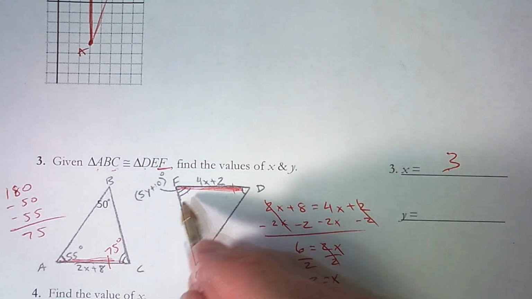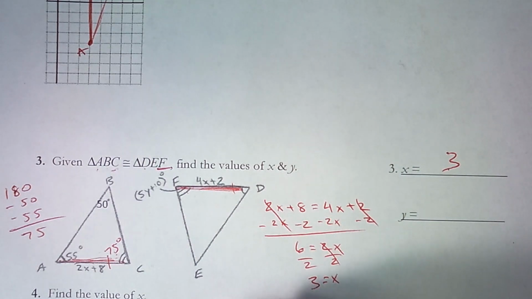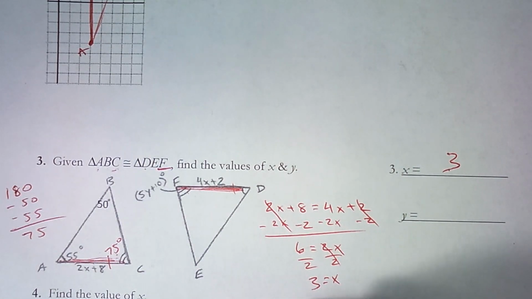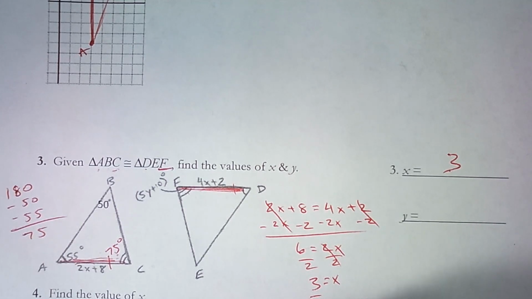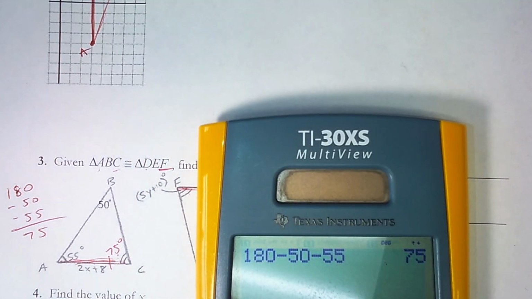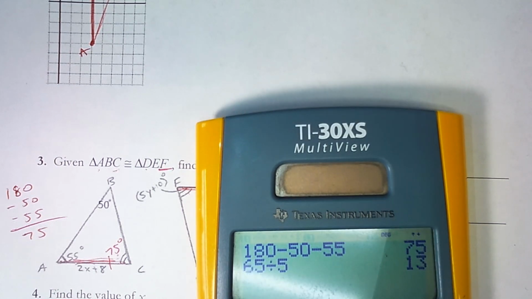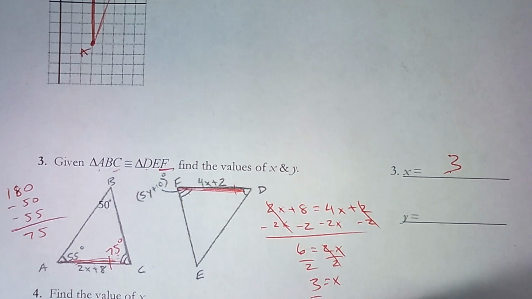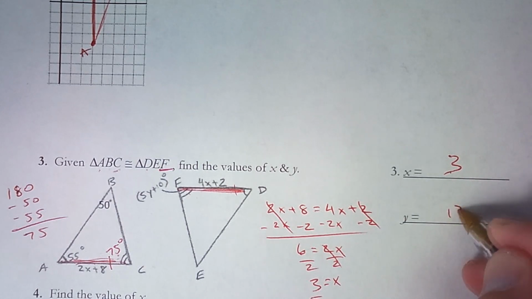So now I can put these two together. 5y plus 10 equals 75. Subtract 10, 5y equals 65, and divide by 5. And I get 13. Okay?